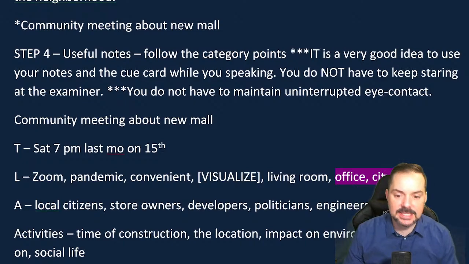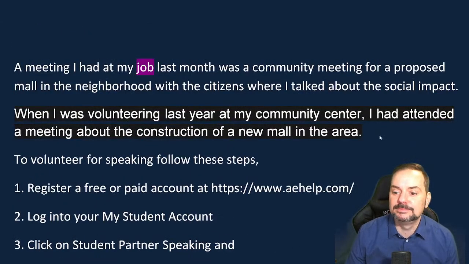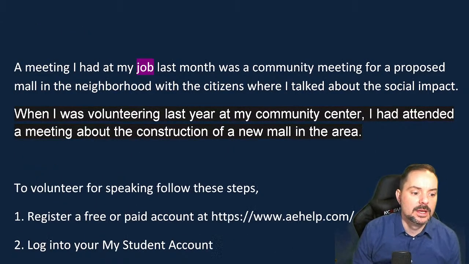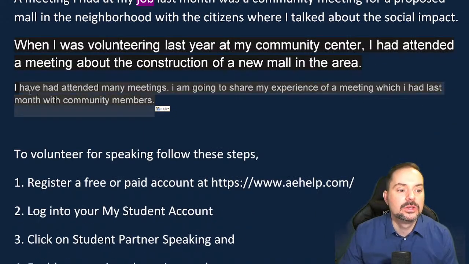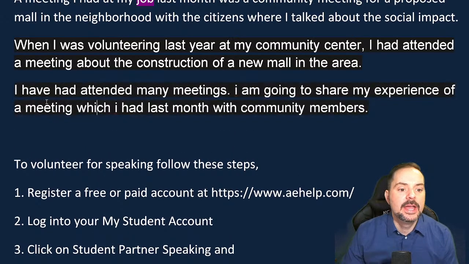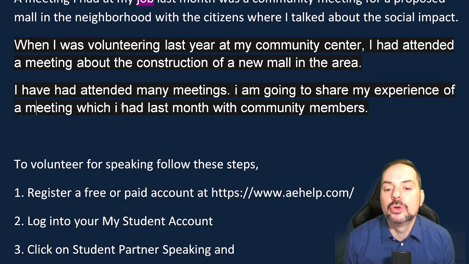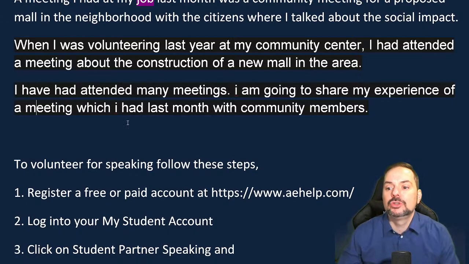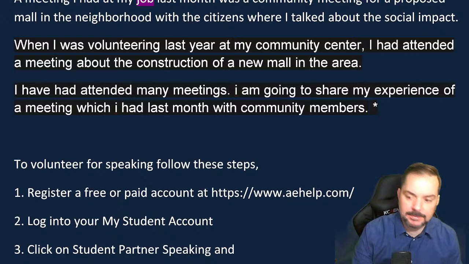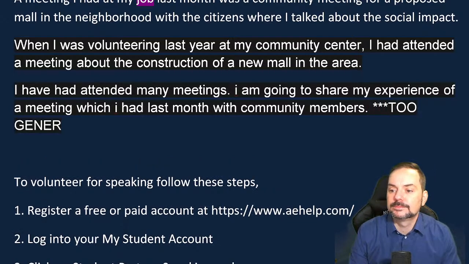Sab says this for the start of this cue card response. I have attended many meetings. I'm going to share my experience of a meeting which I had last month with community members. Sab, you can only get a band 6, 6.5 with this. This is too general.